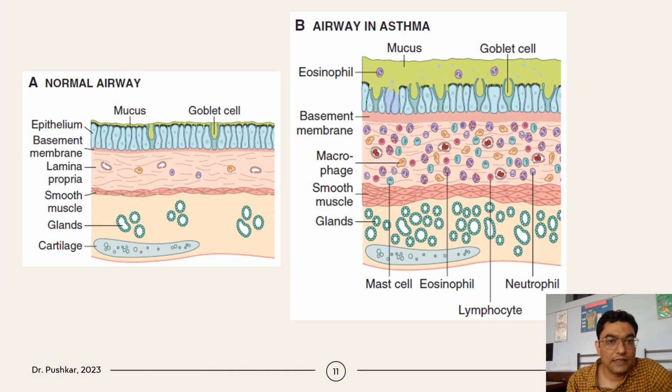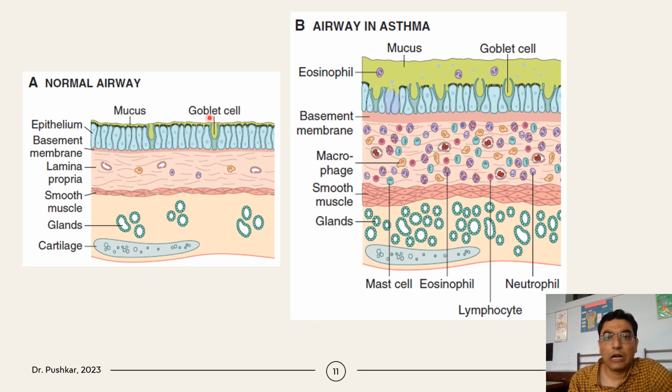So here you can see that it is the normal airway. There is a mild mucus and some goblet cells are there. There is epithelium. There is a thin basement membrane. There is lamina propria. There are thin smooth muscles and there are some glands, and this is the cartilage. Okay, so it is a simple diagram of the bronchial muscle tissues.